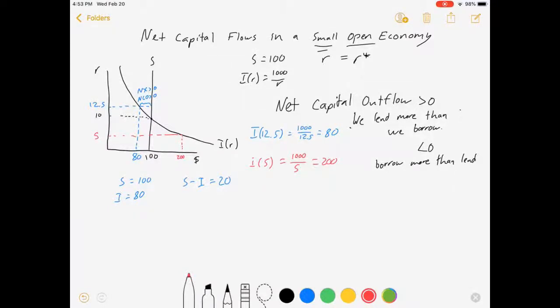Well, now what does this mean? It means that savings is 100, investment is 200, which means our savings minus investment is equal to minus 100. We're investing $100 more than what we're actually saving. That means we have to borrow money from someone else. And that borrowing from someone else is a net capital outflow that is less than 0. Which then also means that our net exports are less than 0.